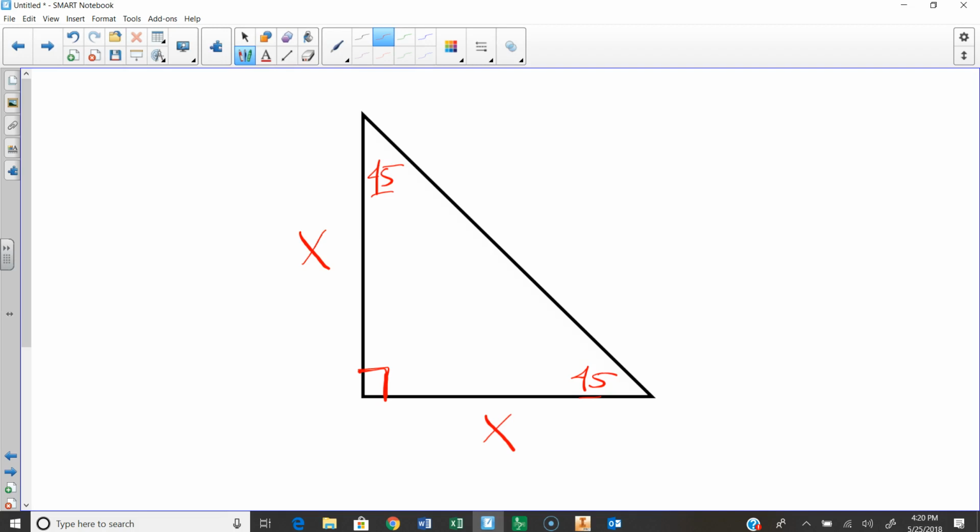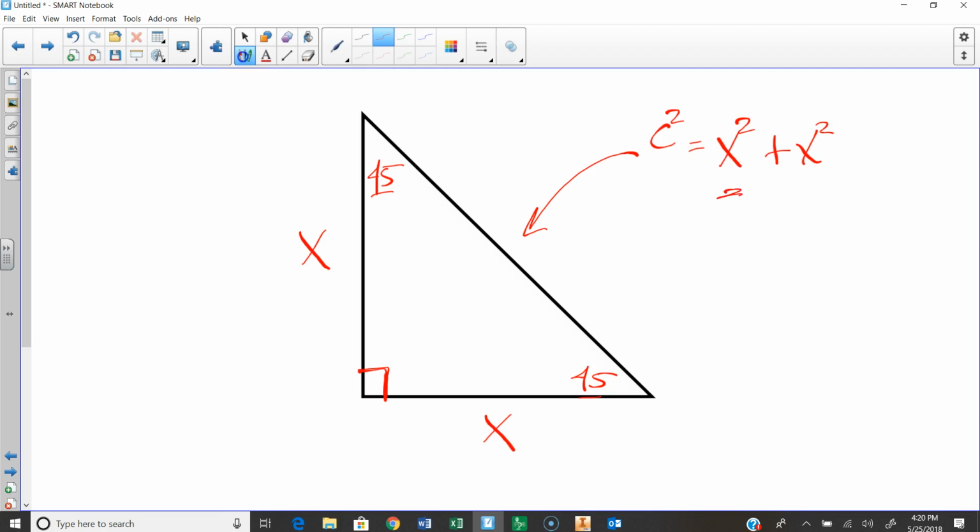And we can call this, well, let's not call it anything. In fact, what would the hypotenuse be? Well, the hypotenuse is c squared in this equation, right? So c squared, the hypotenuse squared, is going to equal a squared plus b squared. But they're the same thing. So it's really x squared plus x squared.